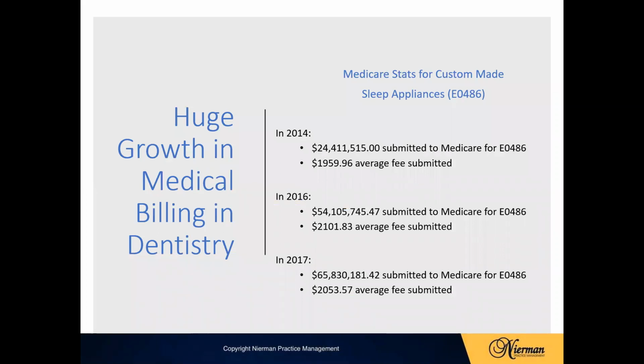Now, there's been a huge growth in medical billing and dentistry. I have a great example. Courtney, you found these stats recently. Isn't that just amazing what we're seeing as far as the growth on oral appliances? And this is something that we don't have the stats for 2018 yet, but you can see in 2014, 24 million was submitted for the code E0486 for the sleep appliance. In 2017, it's gone up to 65 million. So just snowballing. And we're definitely seeing huge growth in this area.